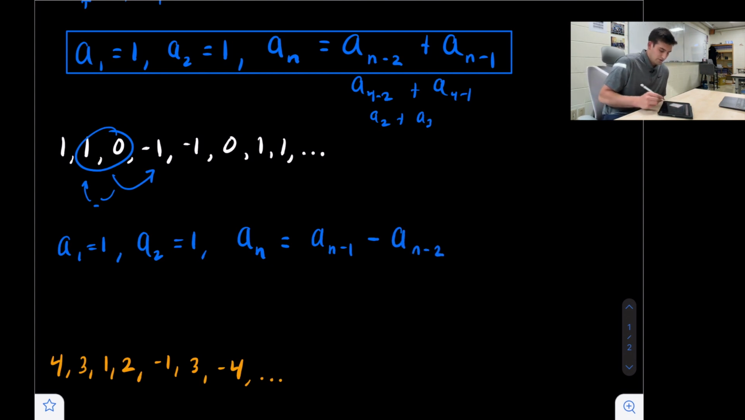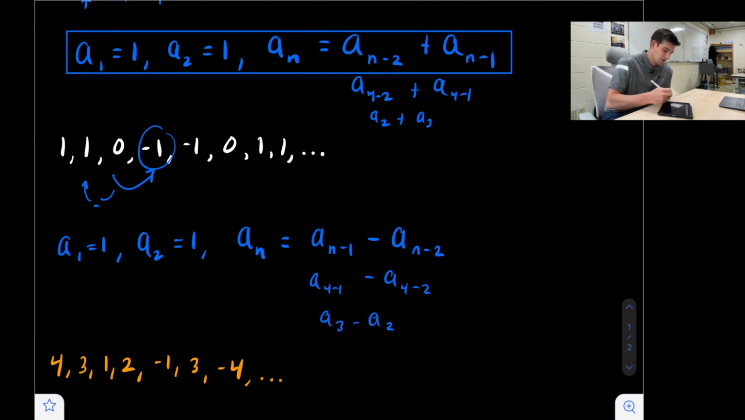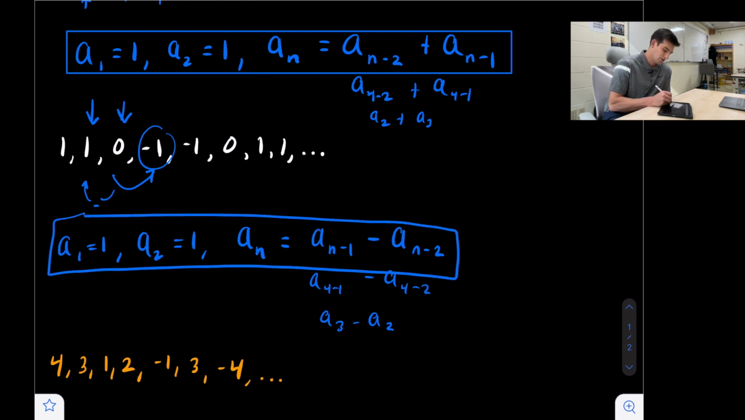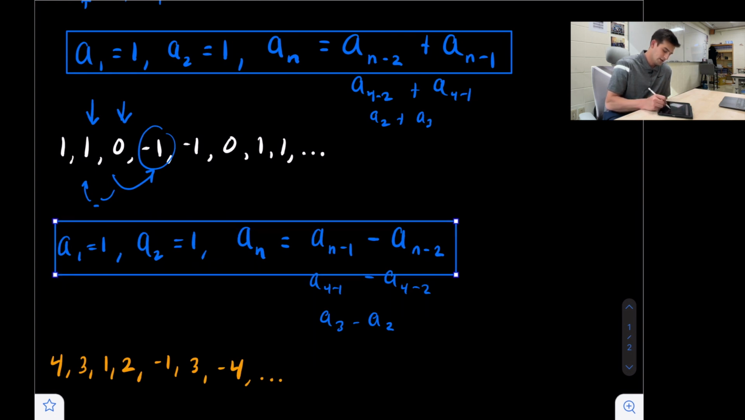So for example, if we want to find the fourth term, so we'll circle that. The fourth term is negative 1. So that would be a sub 4 minus 1 minus a sub 4 minus 2, so a sub 3 minus a sub 2. That would be the third term, which is 0, minus the second term, which is 1. So 0 minus 1, and we get negative 1. Since we are subtracting, the order definitely matters, so we're going to write it in that order.